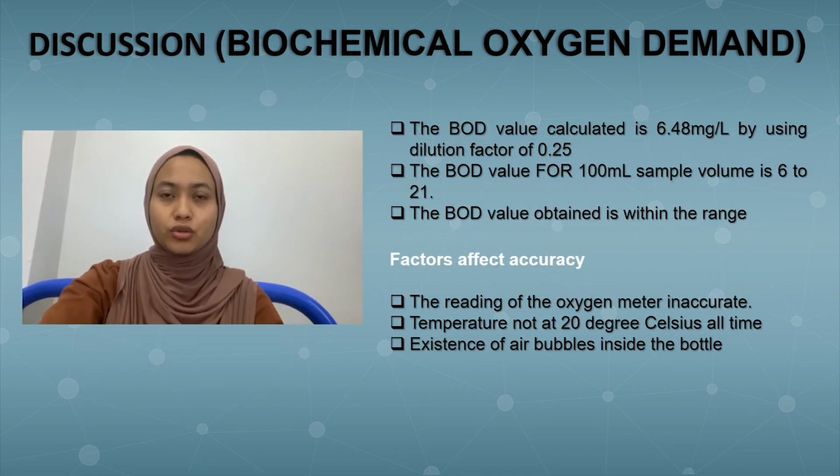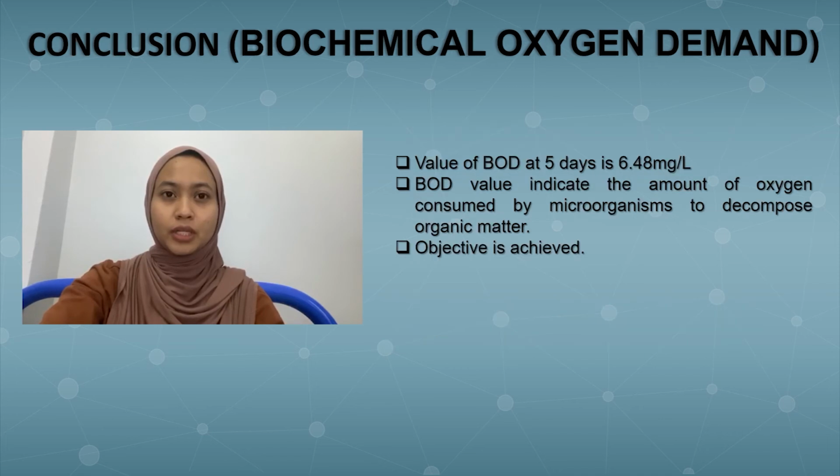Discussion of BOD. The dilution value is 0.25. The BOD value is 6.48 mg per liter. The range of BOD per 100 ml value is 6 to 12, so the BOD obtained is accepted. One of the factors affecting accuracy is the existence of air bubbles inside the bottle. In conclusion, the BOD indicates the amount of oxygen consumed by microorganisms to decompose organic matter. The objective of the experiment is achieved.